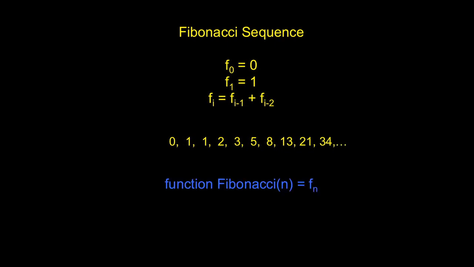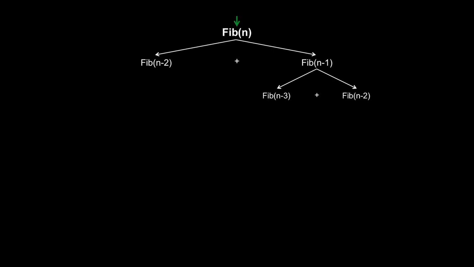Can we design an algorithm that will take an input n and tell us the nth number of the Fibonacci sequence? Let's begin with a naive solution to the problem. Fibonacci of n is simply equal to the sum of the two previous numbers in the sequence, Fibonacci of n-1 and Fibonacci of n-2. To calculate Fibonacci of n-1, we recursively calculate Fibonacci of n-2 and n-3. We also do the same for Fibonacci of n-2.